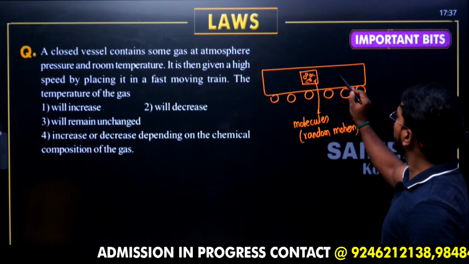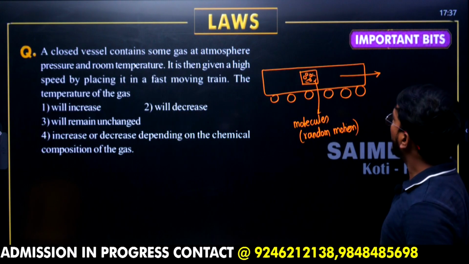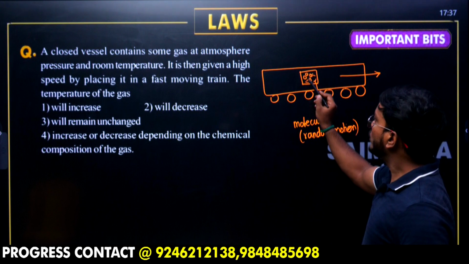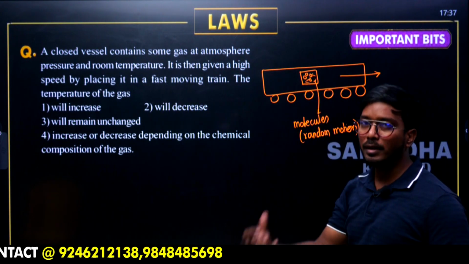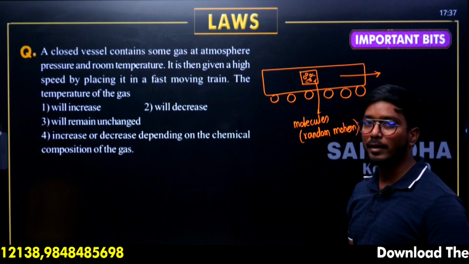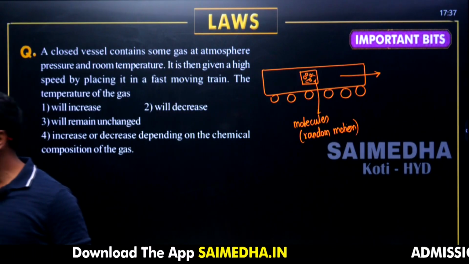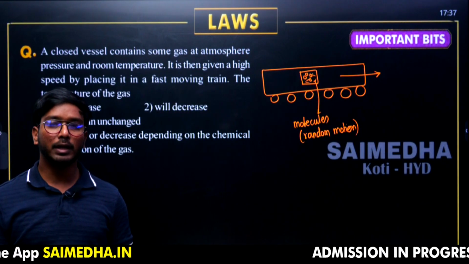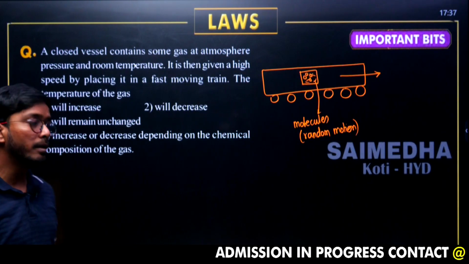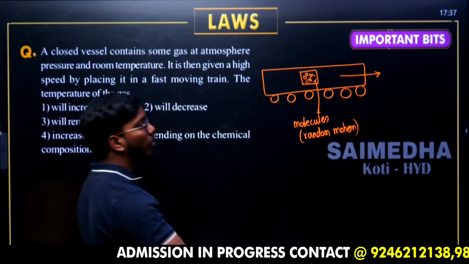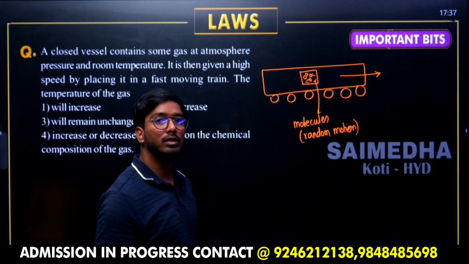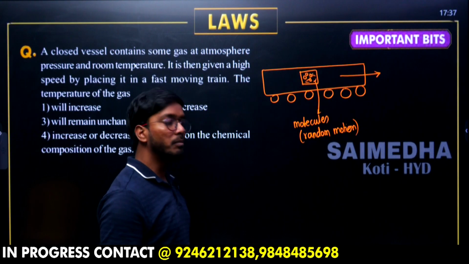When you are going to be giving the train one motion, then what happens? These molecules will get some ordered direction. Okay, due to that ordered direction, the temperature does not change. Temperature is going to be changing with respect to random motion. But here you will be having an ordered motion. Ordered motion does not have any sort of influence on temperature.